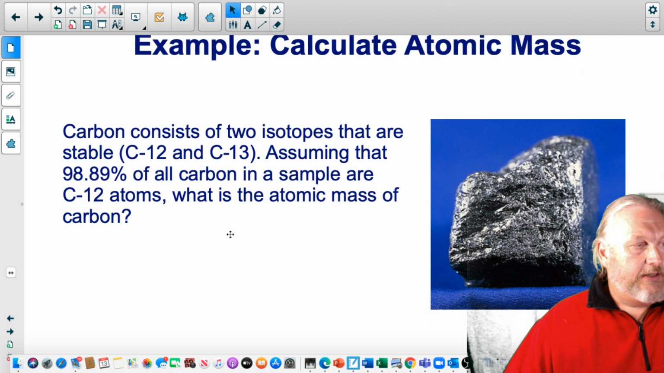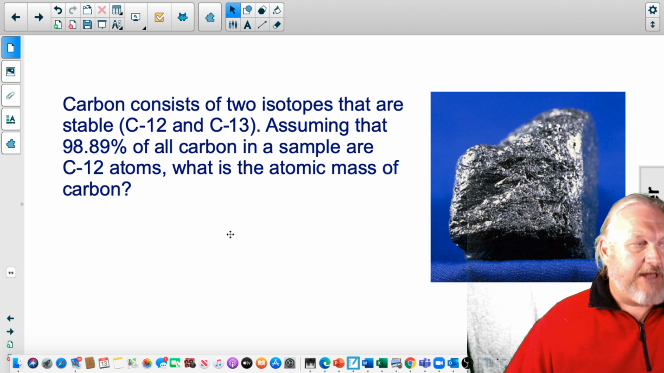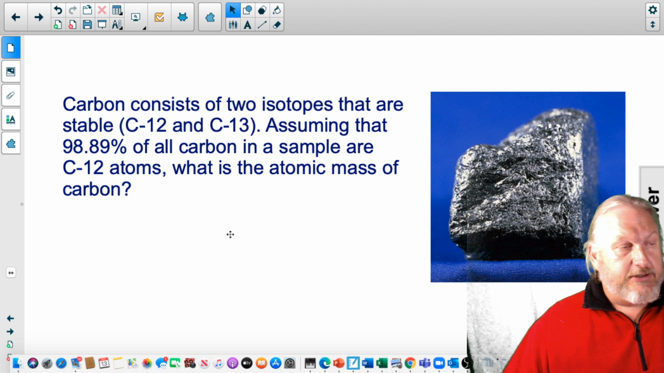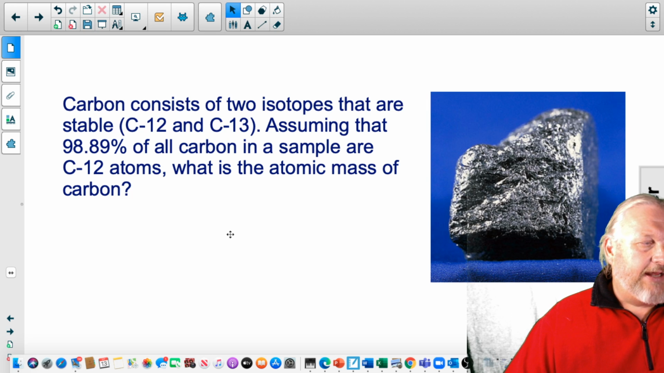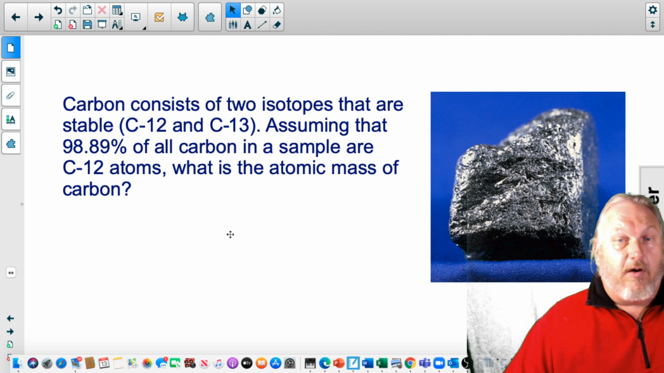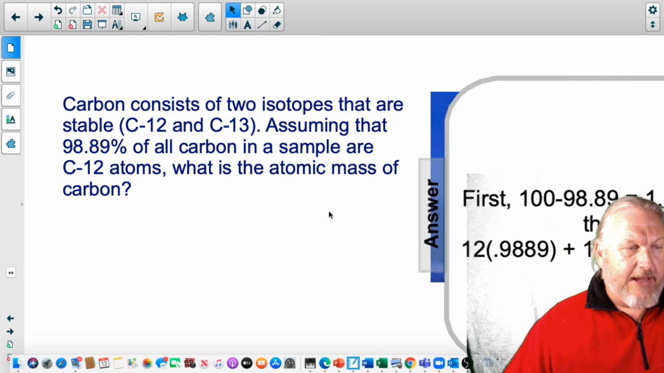So let's think about this. Carbon has two isotopes that are stable, C-12 and C-13. Carbon-14 is radioactive, so it's not very stable. So if 98.89% of all carbon in a sample is carbon-12, what's the atomic mass of carbon, or the average atomic mass? We're just going to pop the answer over.